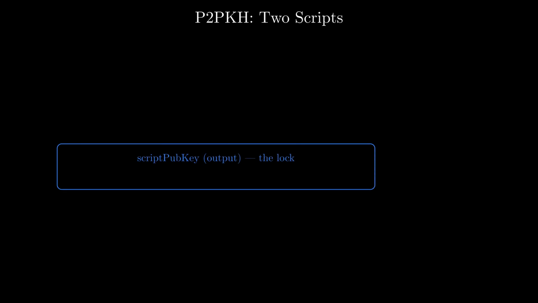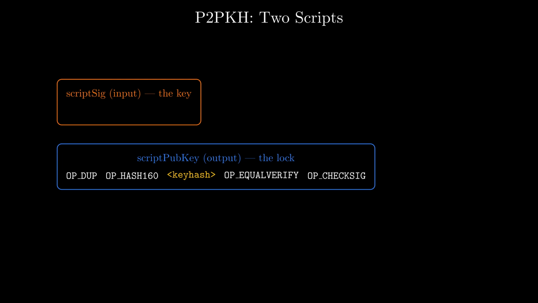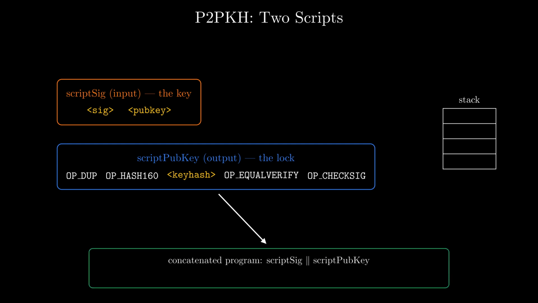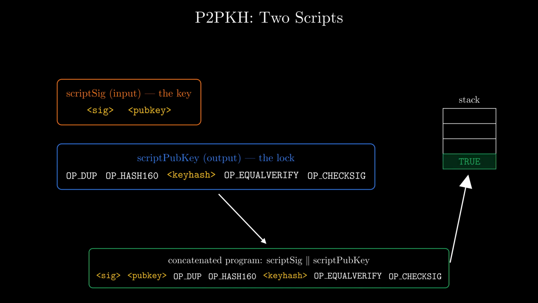Two scripts work together. The output script, also called the scriptPubKey, sets the lock: OP_DUP, OP_HASH160, the committed key hash, OP_EQUALVERIFY, OP_CHECKSIG. The input script, or scriptSig, provides the signature, then the public key. An opcode is just a single instruction in Bitcoin's stack-based language. To validate, the network concatenates input plus output and runs it on a stack. If the stack ends with true, the spend is authorized.